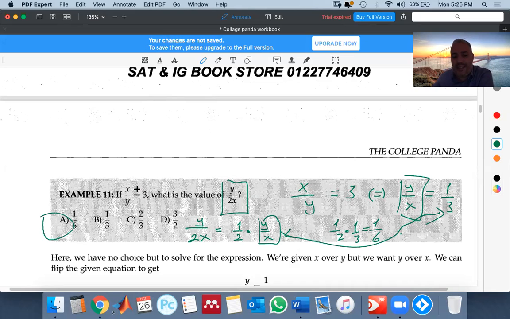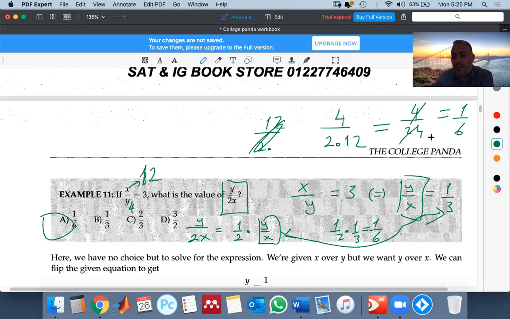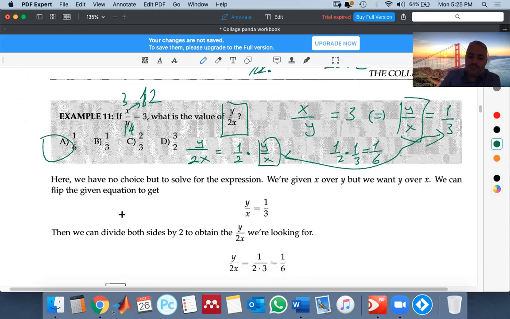But the best thing, I think, say this is 3, this is 1. And you can say x is 12, y is 4. Yes, 12 over 4 is 3. And put it here, 12 over 2 times, sorry, y was 4. 4 over 2 times 12. So that's correct also, 4 over 24. So this will be 1 over 6. But of course, when you say 3, 1, this is better. Easy calculations. Or just cross product.